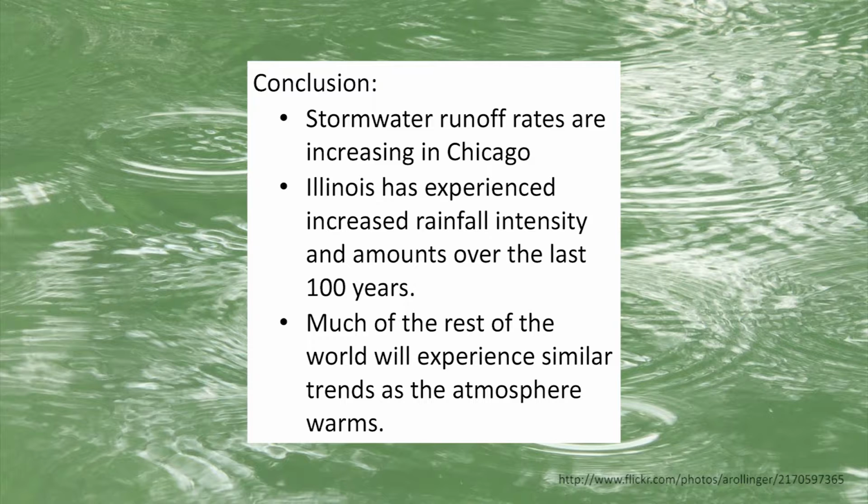The Chicago region has been experiencing increased stormwater runoff from heavier precipitation events, which has caused stormwater mixed with sewage to flow into Lake Michigan. The Illinois region as a whole has also experienced increased rainfall intensity and amounts over the last 100 years. Globally, the upward trend in rainfall intensity will continue as the Earth warms and can hold more moisture in the atmosphere, which precipitates back to the ground through more extreme weather events.